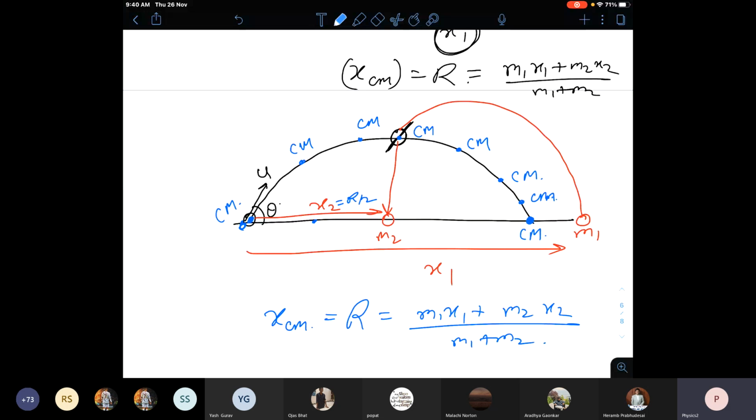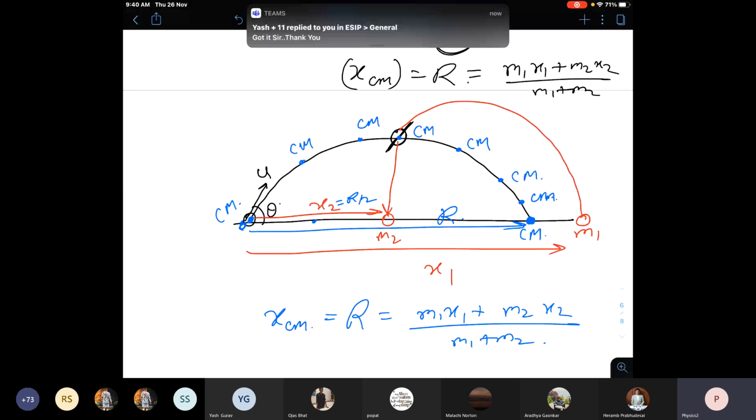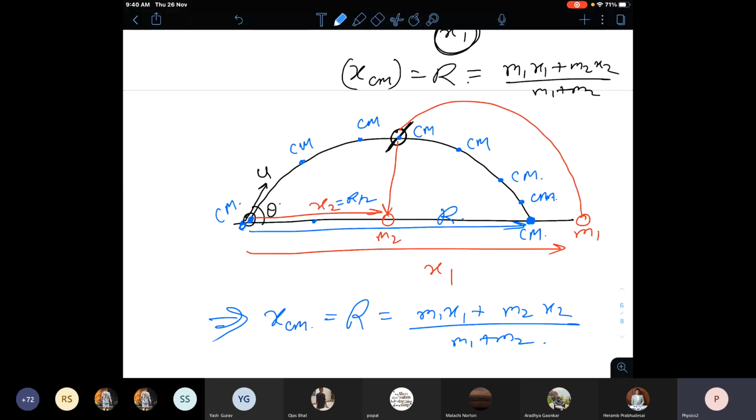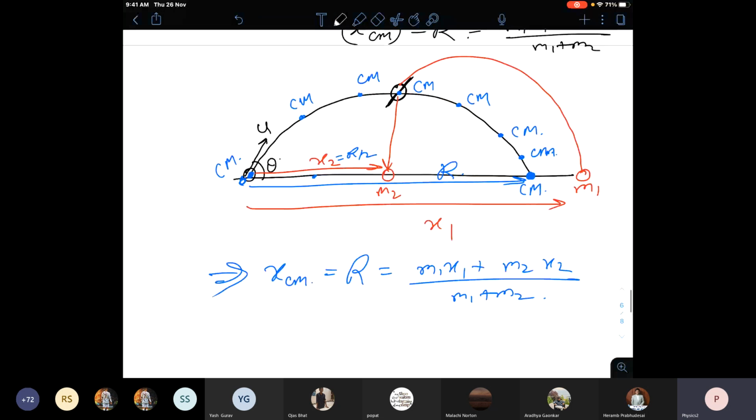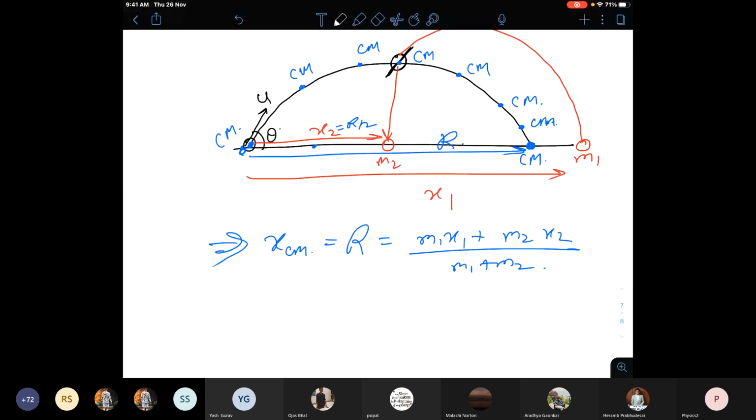So finally, when the center of mass is over here, its distance is how much? Its distance is capital R. So I can apply the formula of center of mass and get the value of x1 and x2, whichever value they are asking. So this is the kind of question they can ask. This is one variation. So your motion of center of mass is also done.